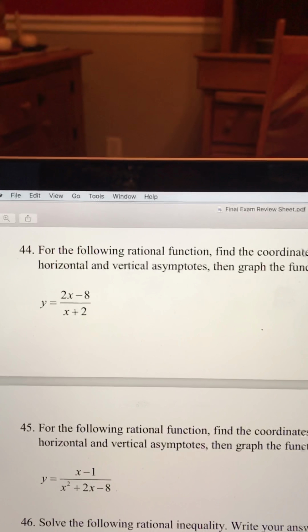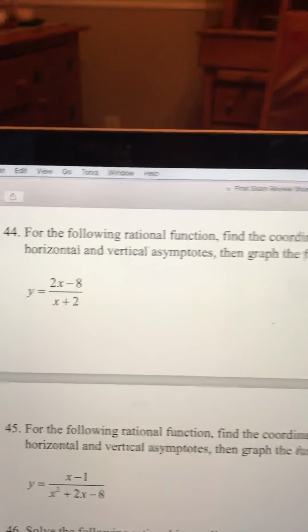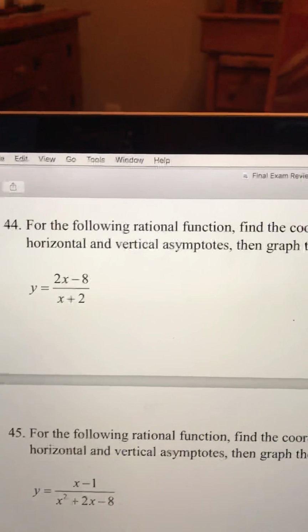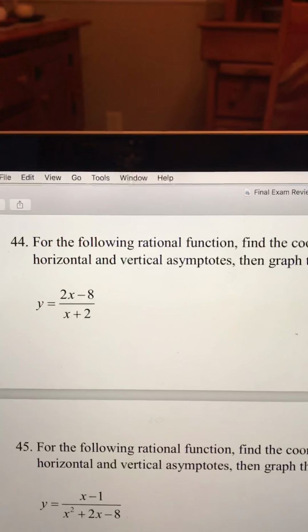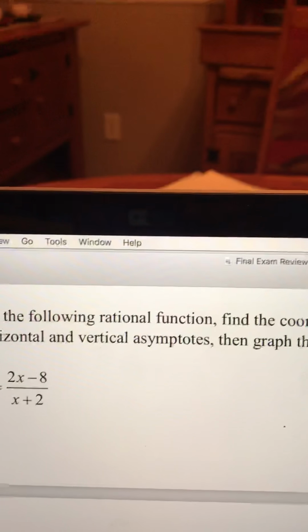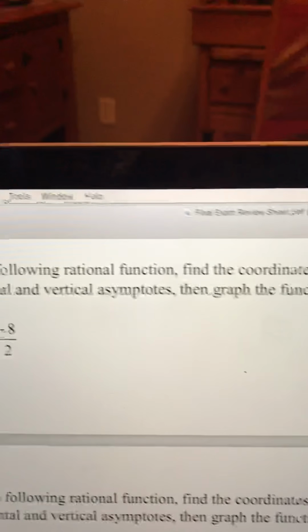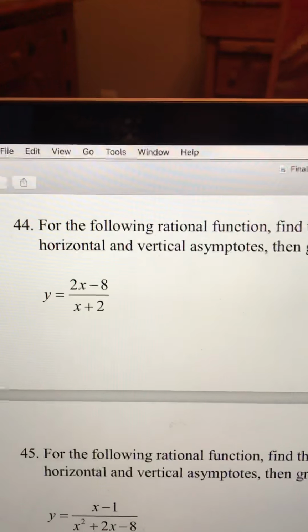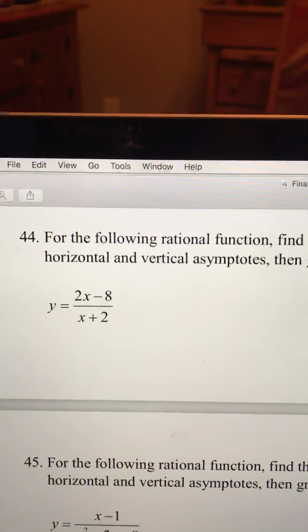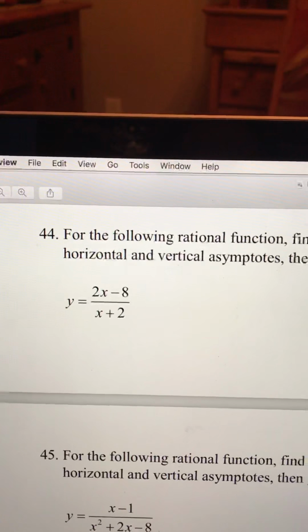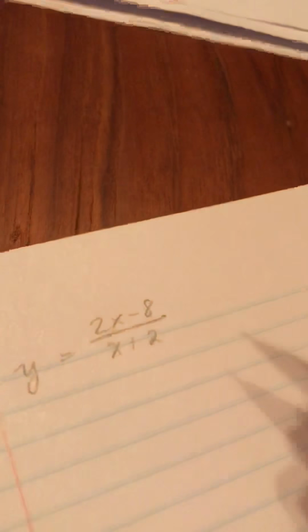Number 44 on the Math 110 final exam review says, for the following rational function, find the coordinates of the x and y intercepts, the equation of the horizontal and vertical asymptotes, and then graph the function. All right, so we've got y equals 2x minus 8 over x plus 2. All right, so x and y intercepts.